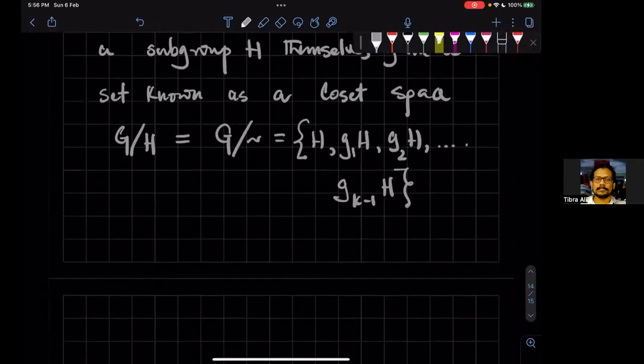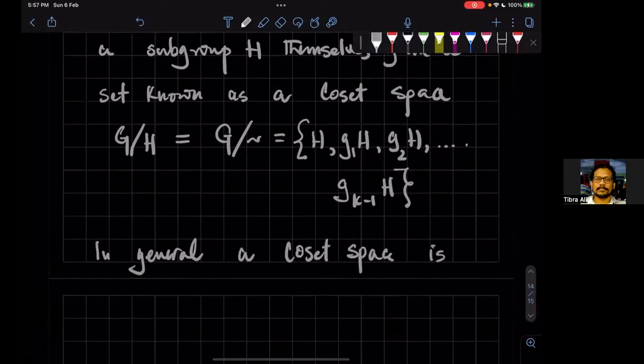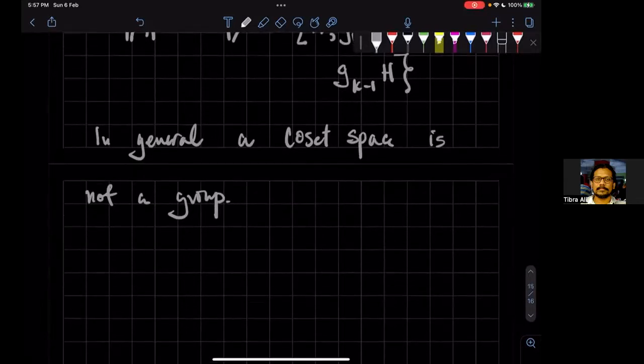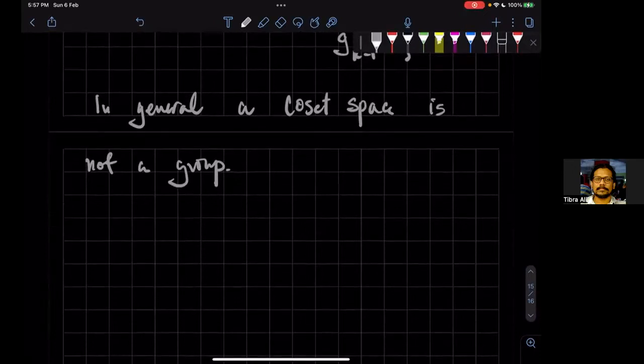So in general, a coset space is not a group. But under some circumstances, we shall see when it is a group. Okay, so let's define a normal subgroup. We'll take a break after that.